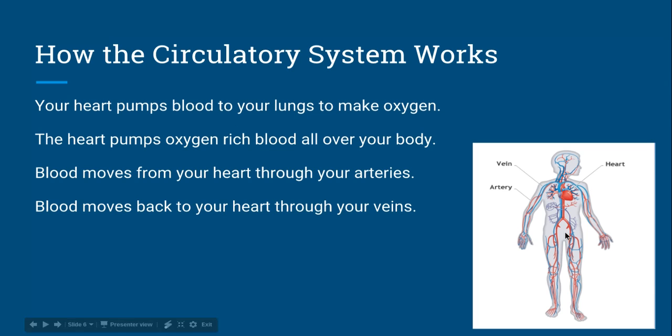You can see on the picture that the arteries are red. They look red all over this body. These arteries are bringing oxygen all the way around your body, and then they go to the veins all the way back up to the heart. The arteries are red because they're really rich in oxygen. And then the veins are blue because they don't have as much oxygen. They're going back to the heart to get oxygen.